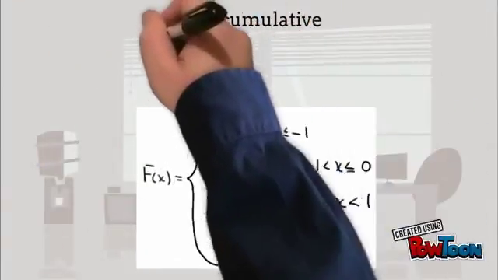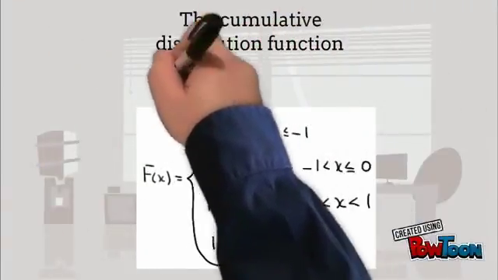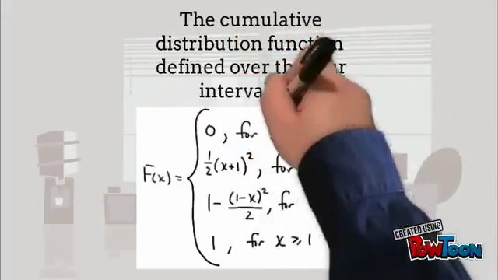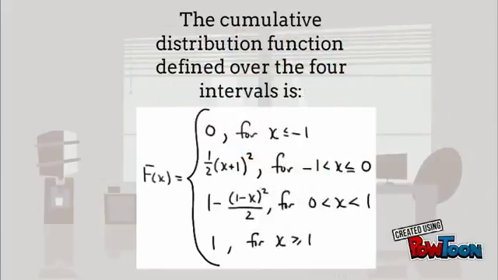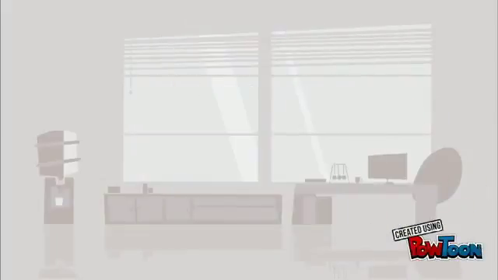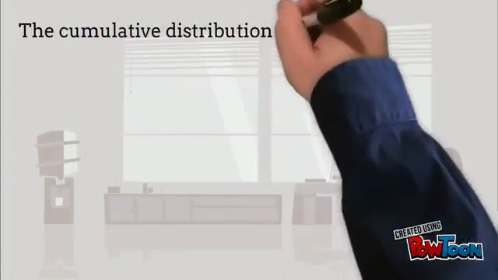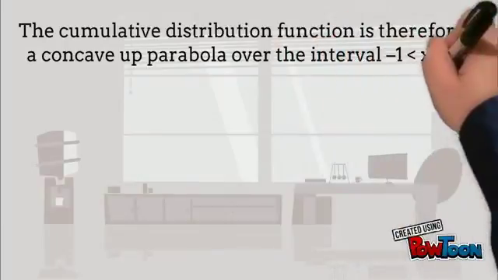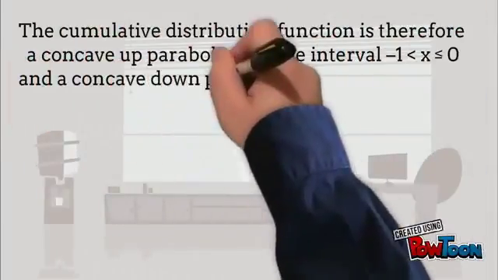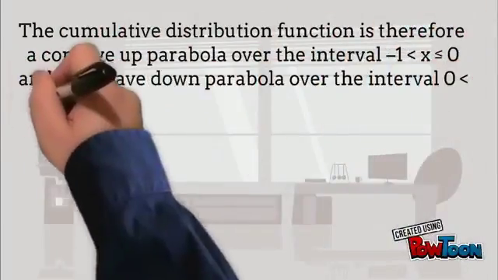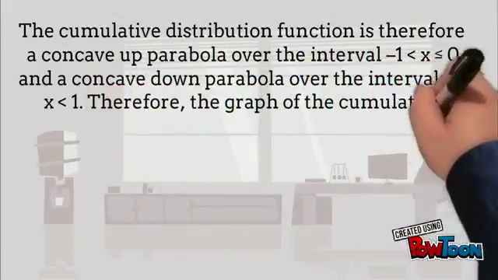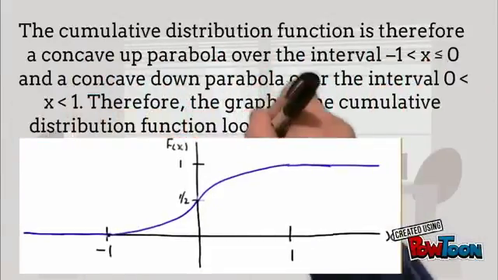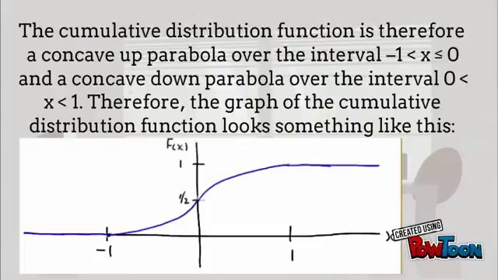The cumulative distribution function defined over the 4 intervals is as shown. The cumulative distribution function is therefore a concave up parabola over the first interval and a concave down parabola over the second interval. Therefore, the graph of the cumulative distribution function looks something like this.